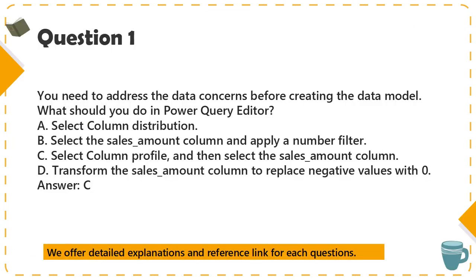Question 1. You need to address the data concerns before creating the data model. What should you do in Power Query Editor? A. Select column distribution. B. Select the sales_amount column and apply a number filter. C. Select column profile, and then select the sales_amount column. D. Transform the sales_amount column to replace negative values with 0. Answer: C.